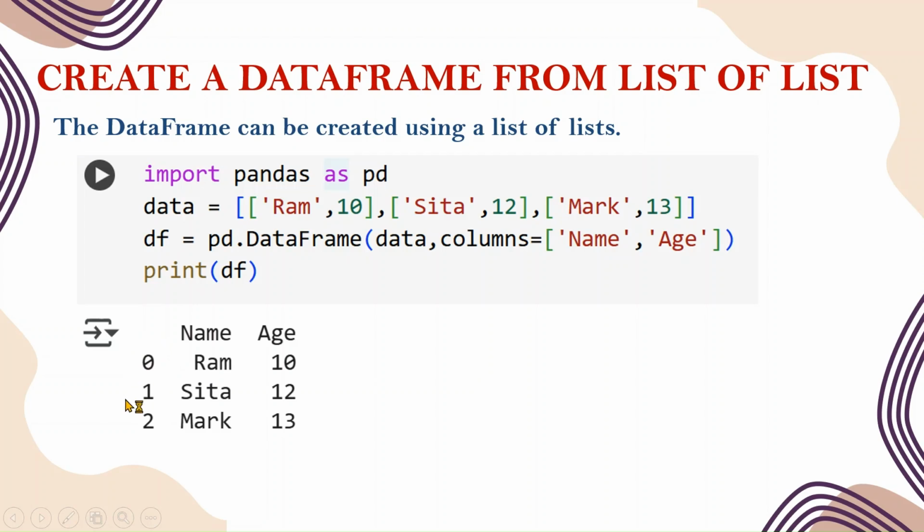That's because I'm not specifying the index. If you don't specify the index here, it will start from 0, 1, 2. If you don't specify the columns here, it will start from 0 and 1. But since you have explicitly specified name and age, you get name and age here. So this is how we create a data frame from a list of lists. So 3 inner lists, 1 outer list.